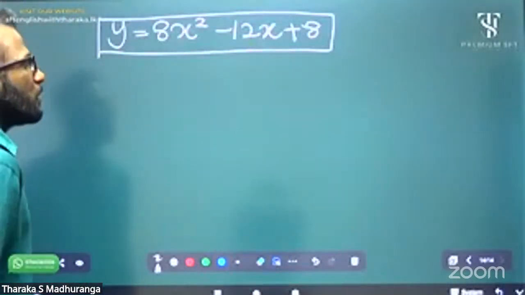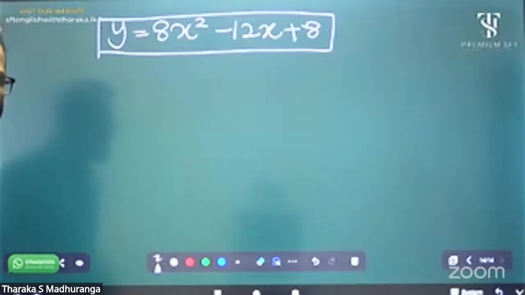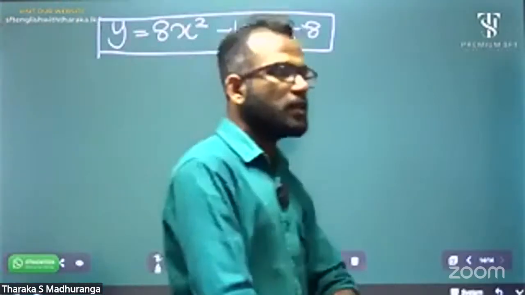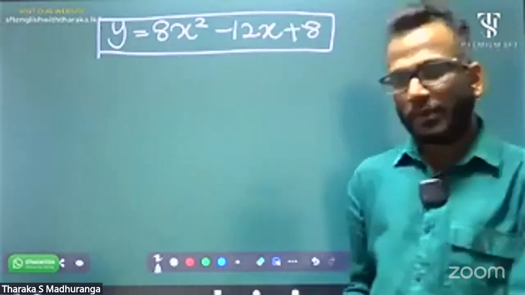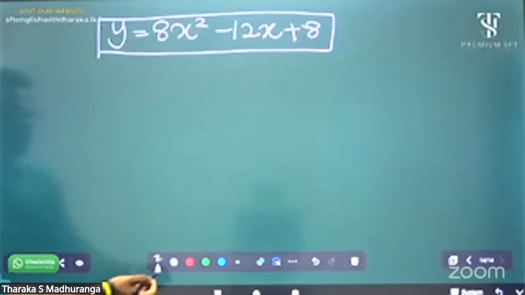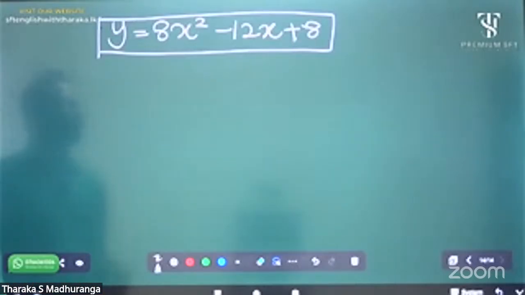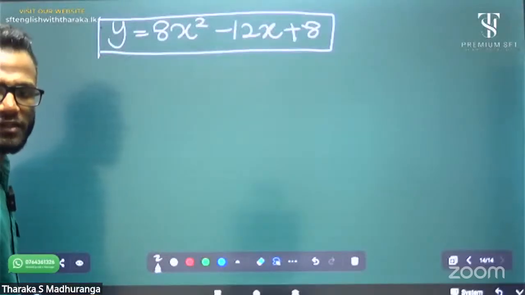Okay, what's the type of this? That one also a minimum one, right? Because the a value is a positive value. If it is positive, it's a minimum. Now you can find what are the turning point coordinates. Quickly.